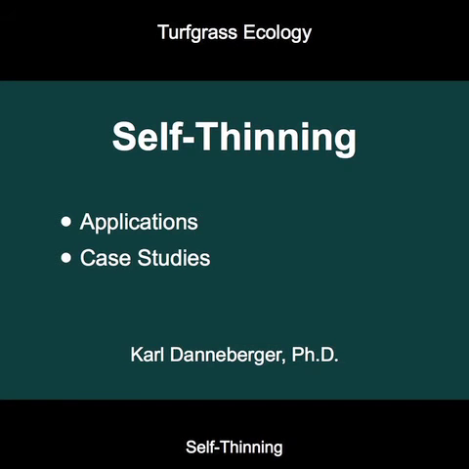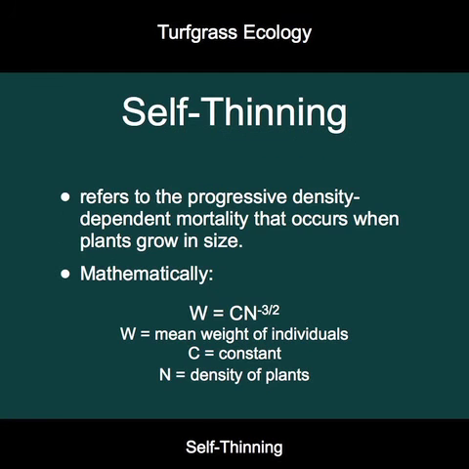Welcome everyone to this presentation on examples of the self-thinning principle. As a quick review, self-thinning refers to the mortality that occurs in a turf population when plants grow in size. Mathematically, we can express self-thinning with this equation, where W is the mean weight of the individuals, C is a constant, and N is the density of plants.